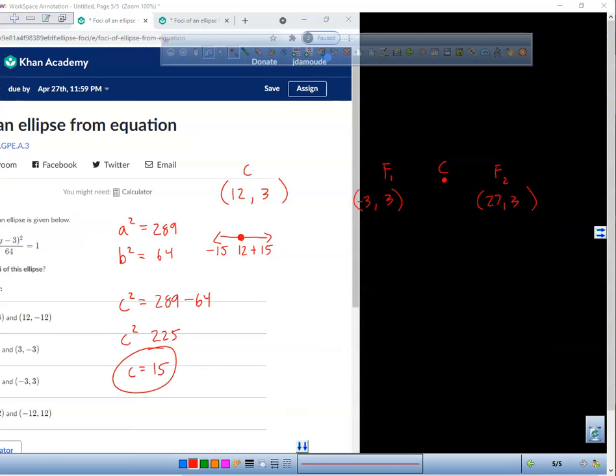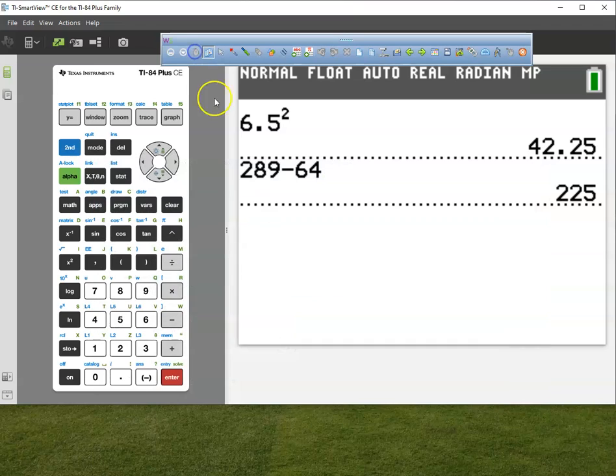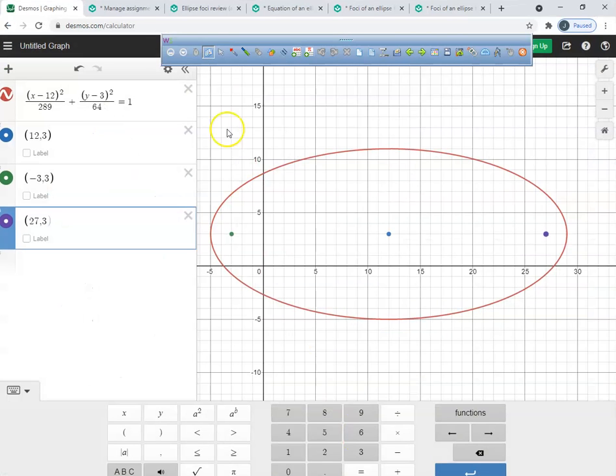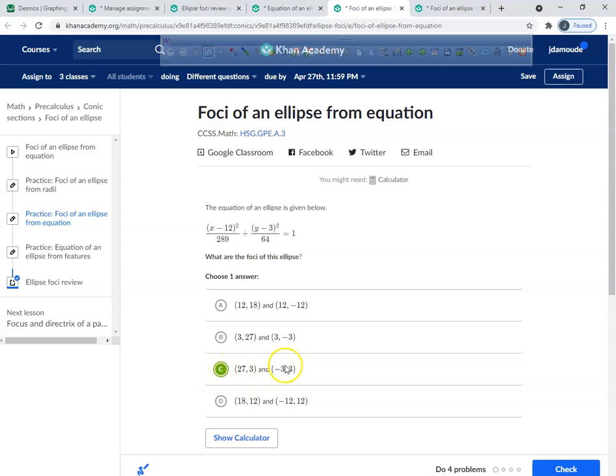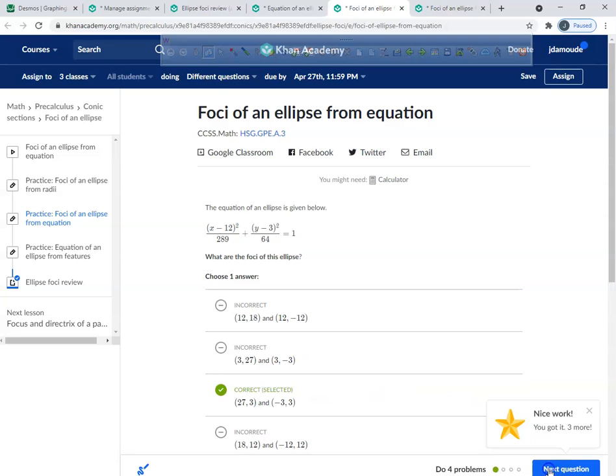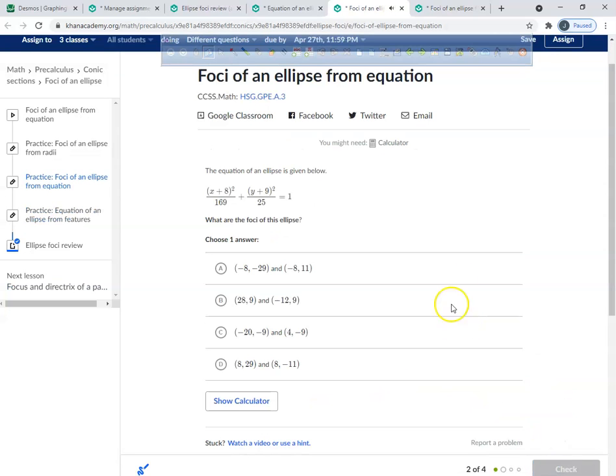So when you guys are doing these problems, make sure, where am I? Right here. Where is it? Oh, it is -3, 3, and 27, 3. Just make sure you choose the correct answer. I'll just do one more, and that'll be it for today.